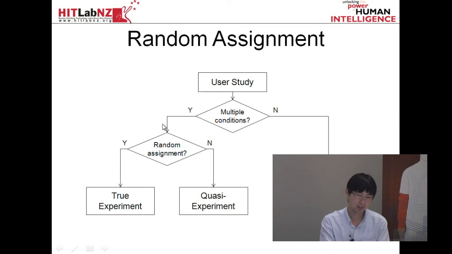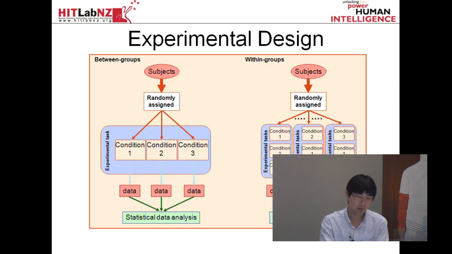an experiment. But even if it's an experiment comparing multiple conditions, if you use random assignments, then it's called a true experiment. But if for some reason you are not able to randomly assign them, then there's another term called quasi-experiment, and it's not an ideal case, I would say.